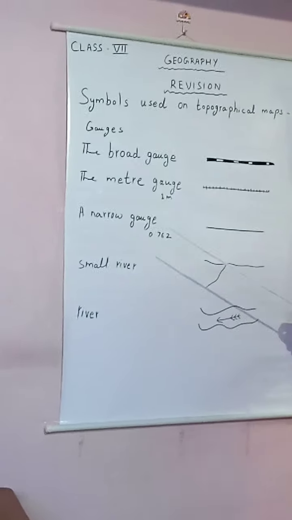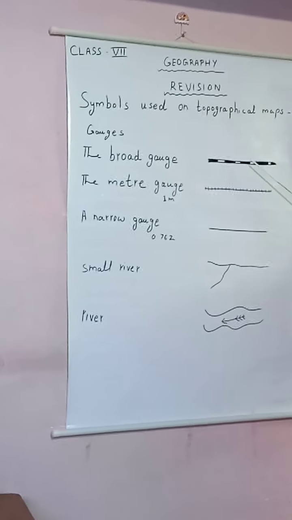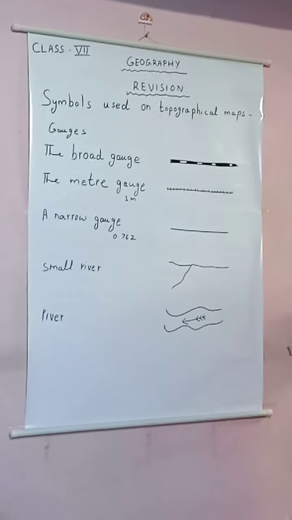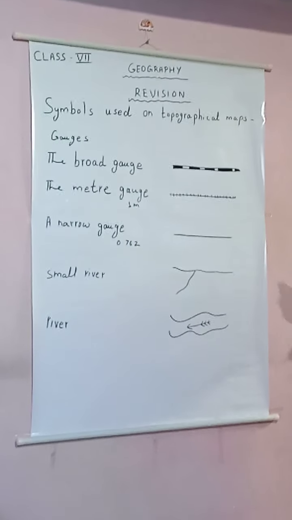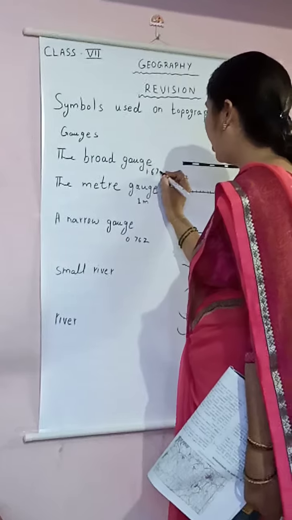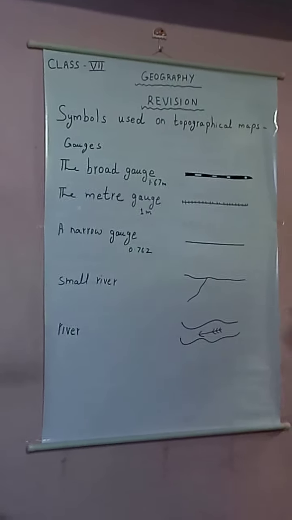The broad gauge is the most common of all the gauges. The distance between the two tracks in this gauge is 1.67 meter. What is the distance? 1.67 meter between the two tracks.